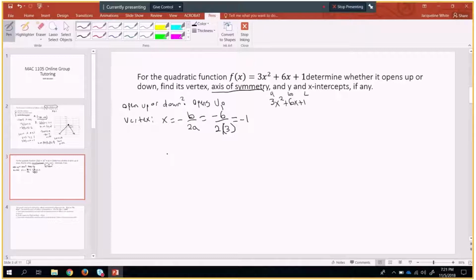Then, to find the y-coordinate of our vertex, we just plug this x-coordinate back into the equation. So we get 3 times negative 1 squared plus 6 times negative 1 plus 1, and that's equal to 3 minus 6 plus 1, which is negative 3 plus 1, which is equal to negative 2. So finally, our vertex is negative 1, negative 2.